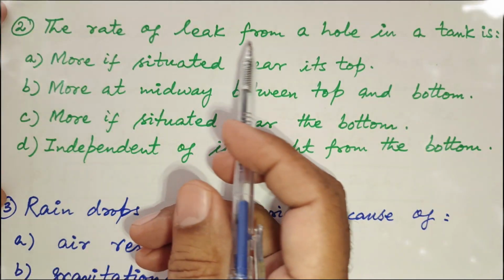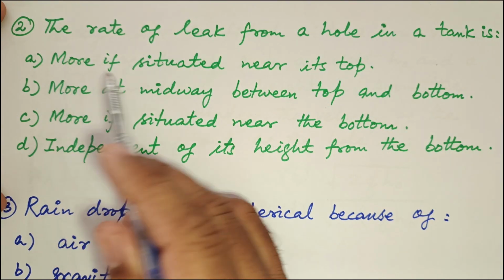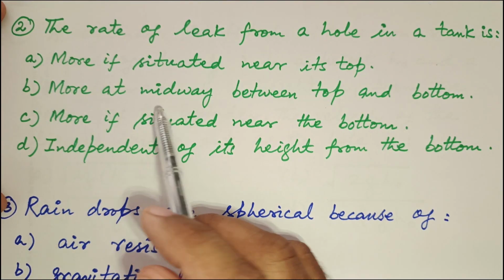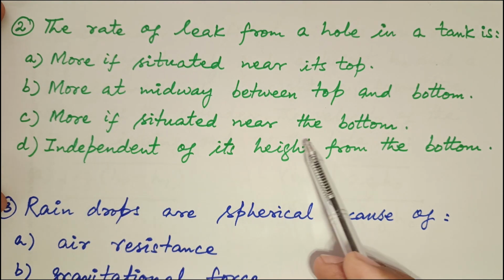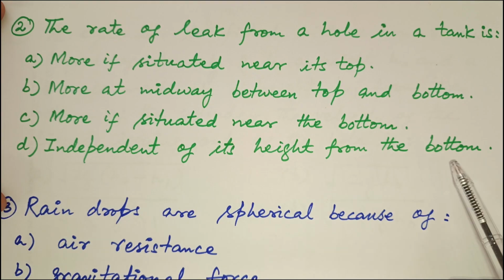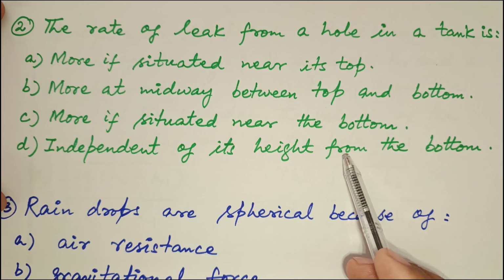The rate of leak from a hole in a tank is more if situated near its top. Second option is more at midway between top and bottom. Third is more if situated near the bottom. And the last one is independent of its height from the bottom. So this is totally wrong. It does depend upon height.